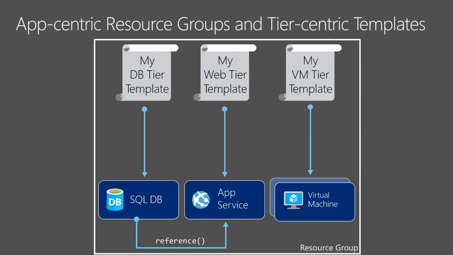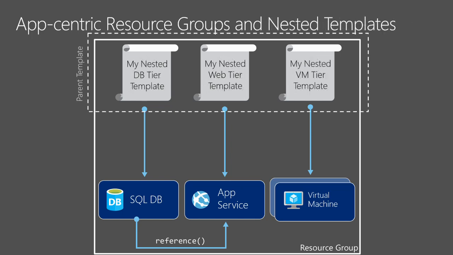So, example number 2: application-centric resource groups and tier-centric templates, okay? So one of the things that we spoke about earlier was how you could nest deployments, right? Well, you don't necessarily have to nest deployments to be able to deploy more than one template to a given resource group, okay? And so in this case, what we've done is we've created 3 separate templates, one for each tier of the application. We still deploy them into the same resource group, but it's not all one template, okay?